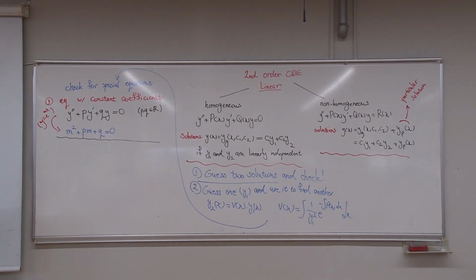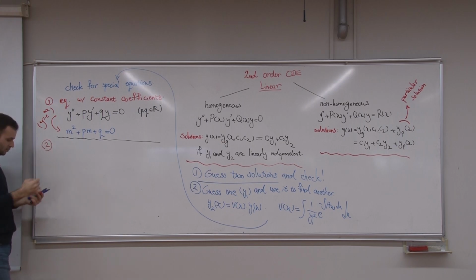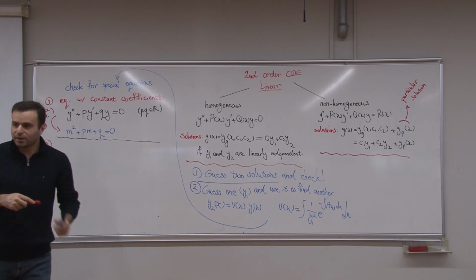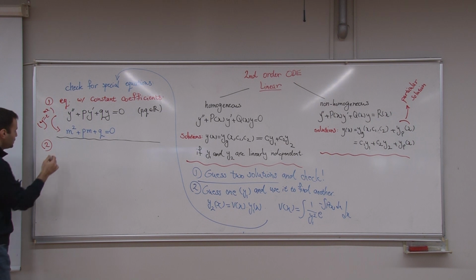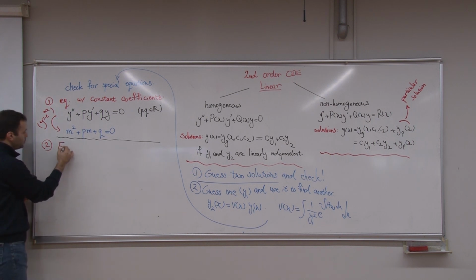After equations with constant coefficients, what is our second type of special equation that we know how to solve and get these two solutions? Yes, it is Euler's or Cauchy's equation.